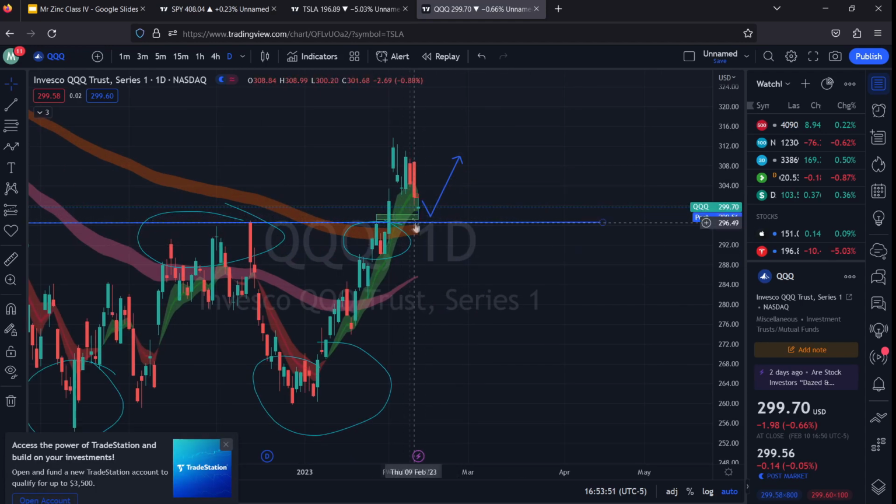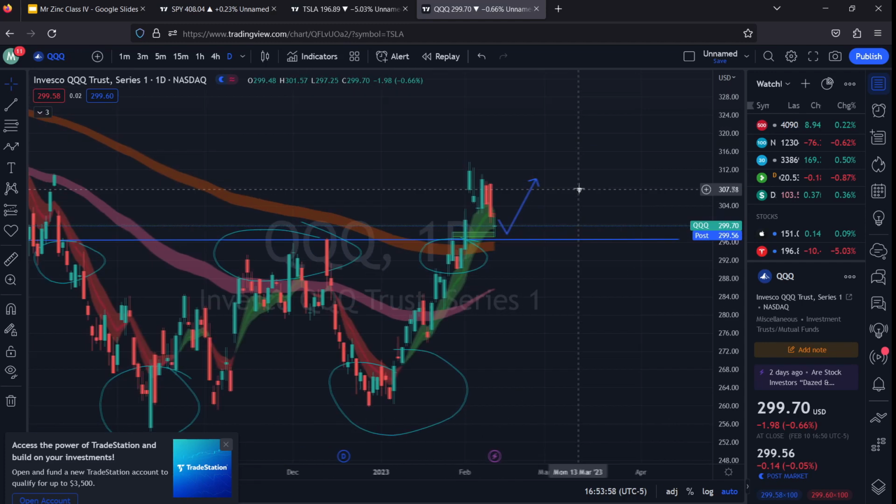We actually did retest that neckline today. So we're likely going to be heading up in the following week on QQQ, and that's just using the chart patterns as well as the supply and demand together.